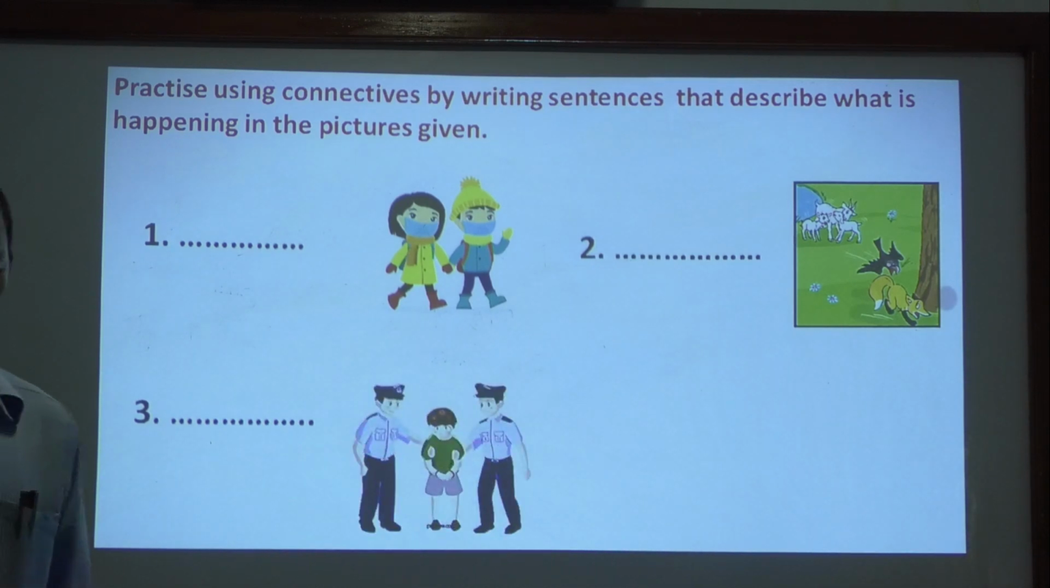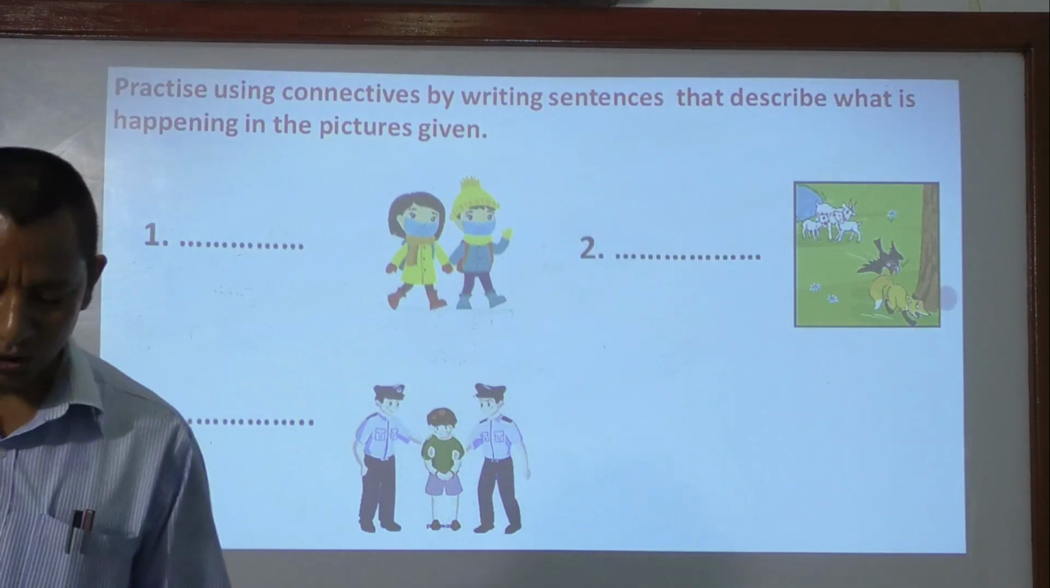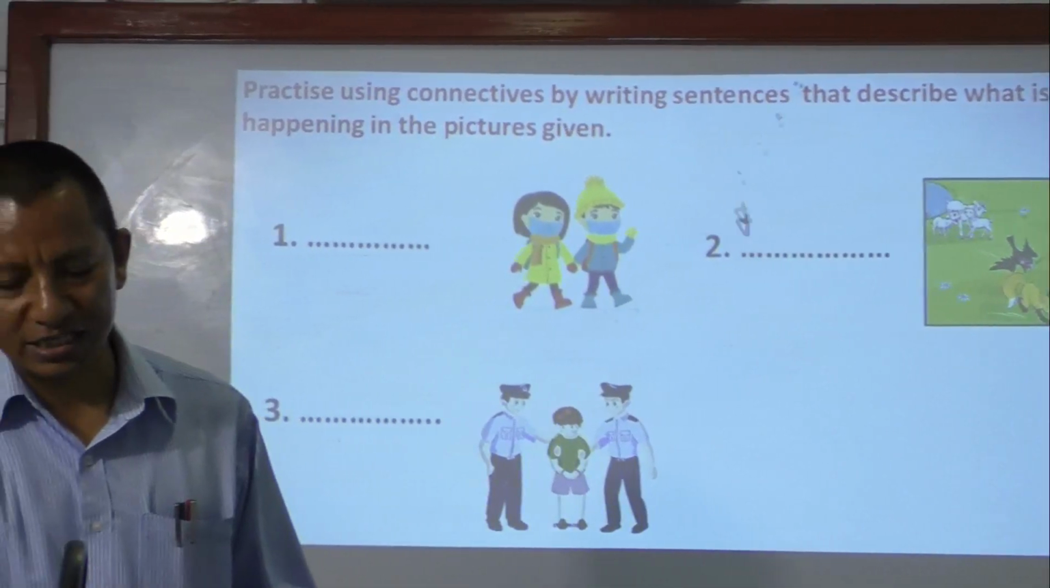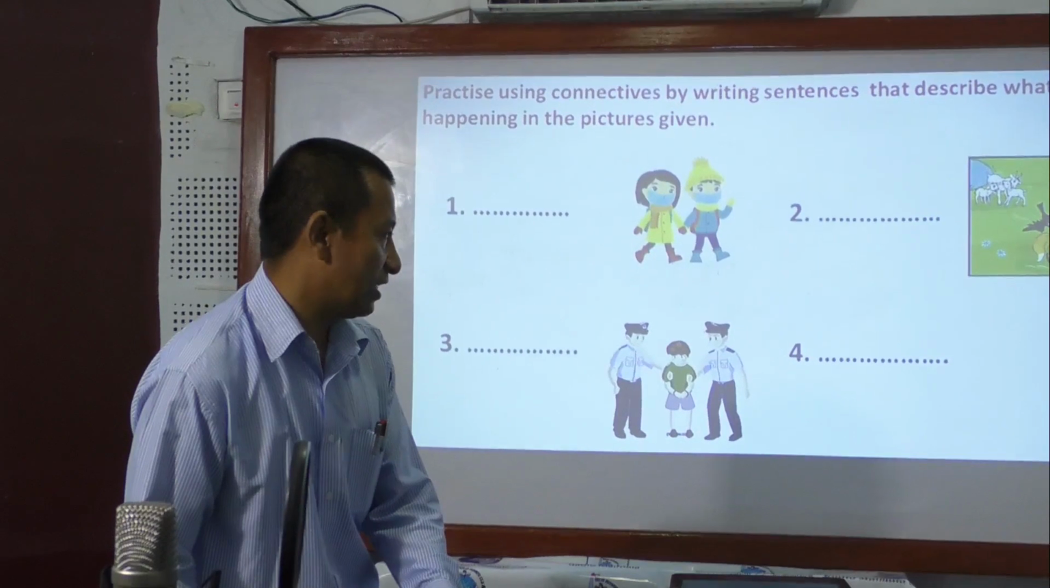This is another picture, and you can see two policemen and a boy. Okay, so what is happening in the picture? You try, and what is happening? Why is the boy being taken by the police? You will try and solve it. You will write your interesting sentences.